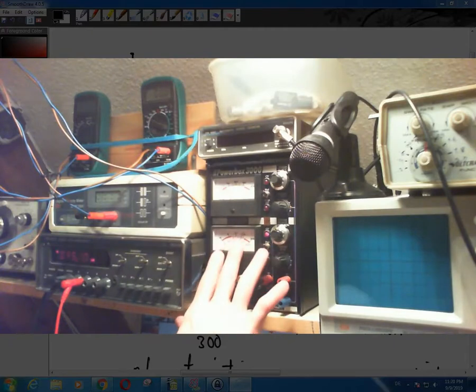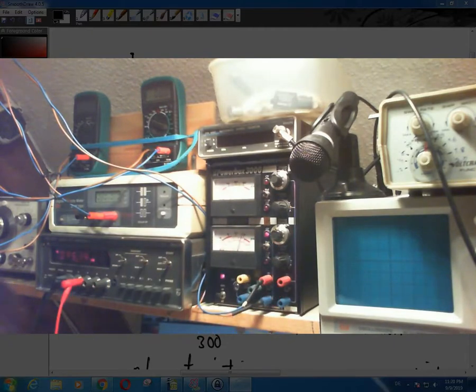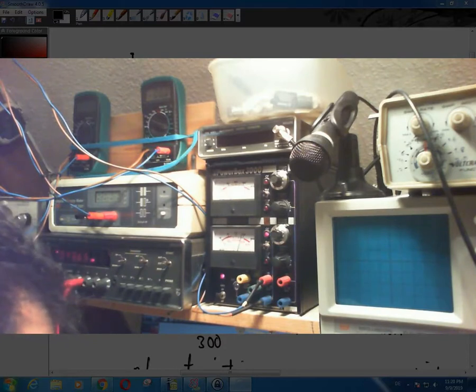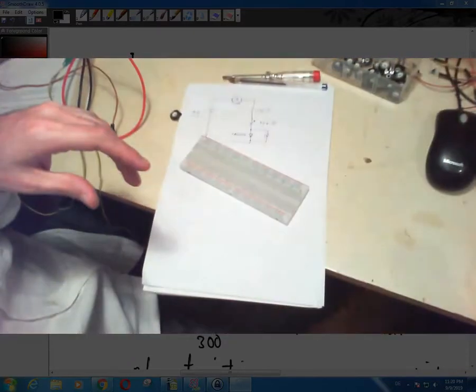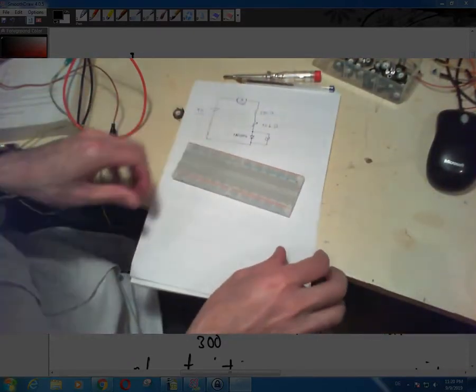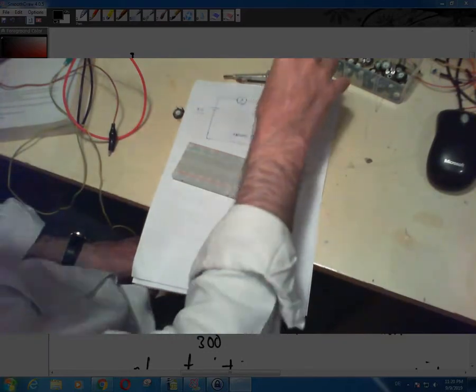And so that's the power supply that we are using. Now, what you need to do is connect your circuit together. In order to connect your circuit together, you need to use a breadboard.